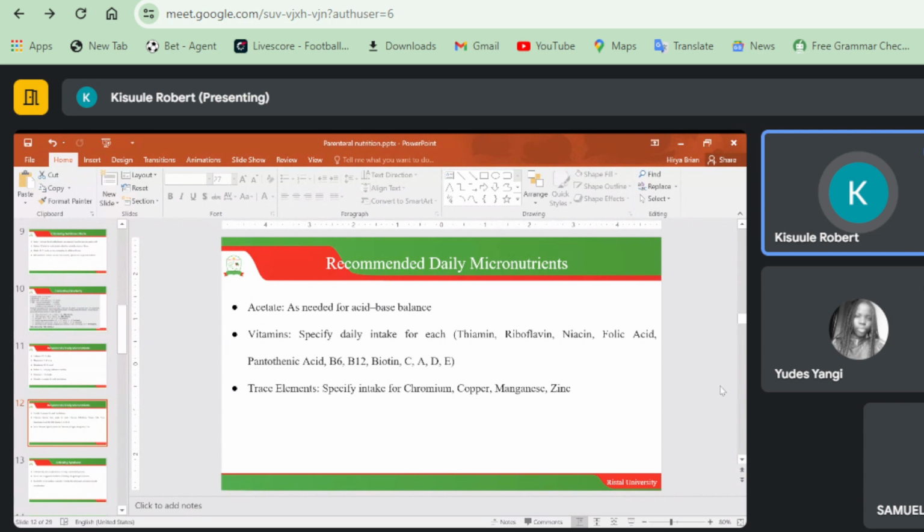And for vitamins, specify daily intake for each: the thiamine, the riboflavin, niacin, the folic acid, the pantothenic acid, B6, B12, biotin, vitamin C, A, D, and E. For trace elements, we specify intake of chromium, copper, manganese, and zinc.